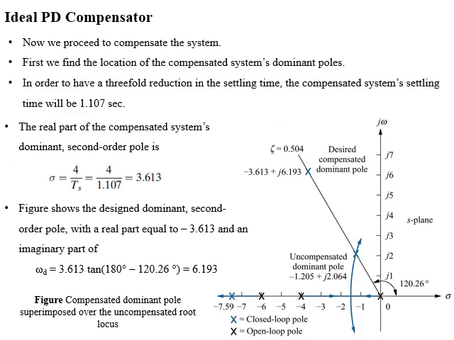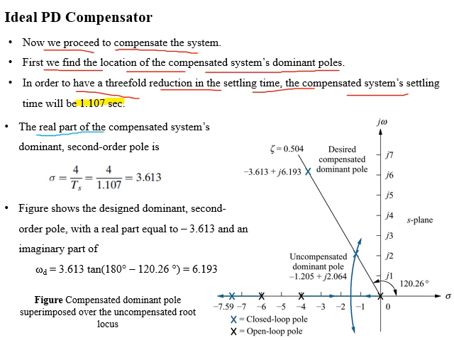Students, now we will design the compensator for the system. For this, first of all we will find the location of the compensated system's dominant second order poles. For a threefold reduction in settling time, the compensated system settling time will be equal to 1.107 seconds, which is 1/3 of 3.320. Now for a settling time of 1.107 seconds, we will find the location of the dominant pair of poles. Using the relation of settling time, which is equal to 4 over sigma, on rearranging, sigma will be equal to 4 divided by the settling time, which is equal to 3.613.